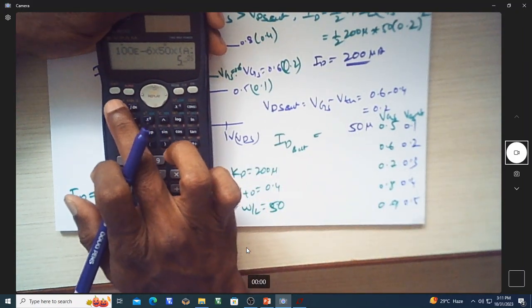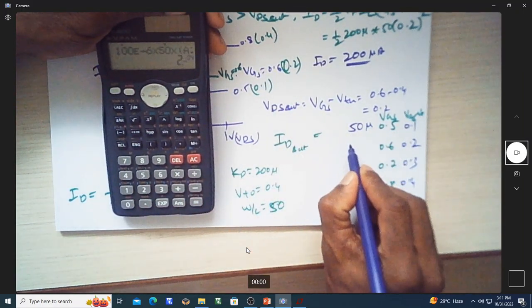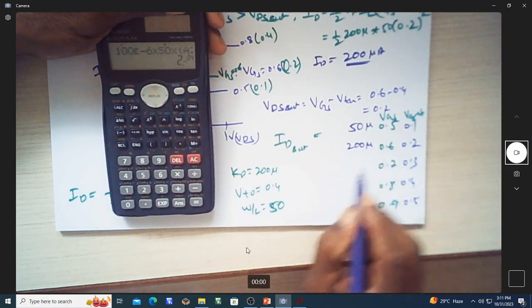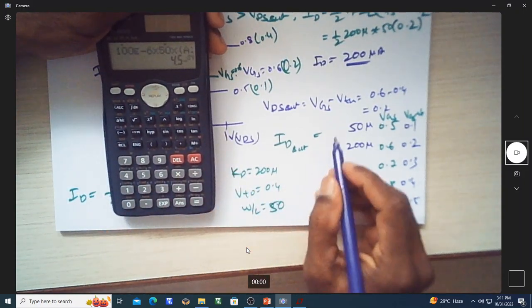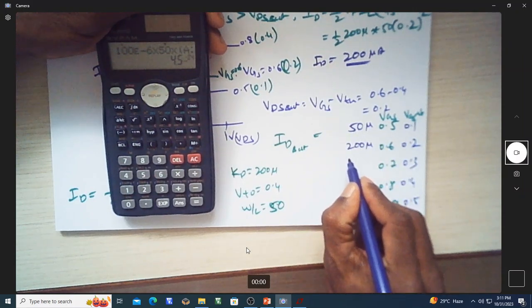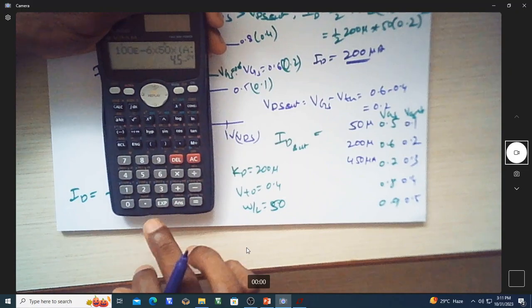For 0.2 it is 200 microampere. That's what we actually found out earlier. For 0.3 it is 450 microampere, and for 0.